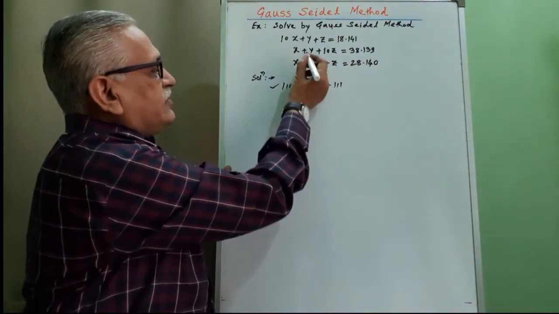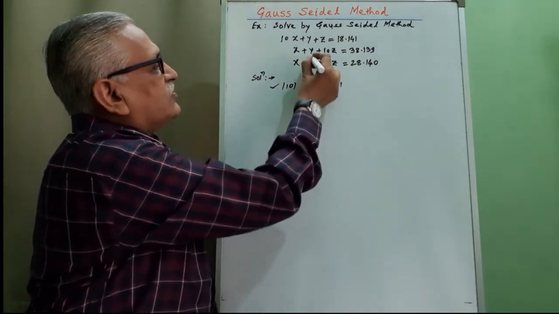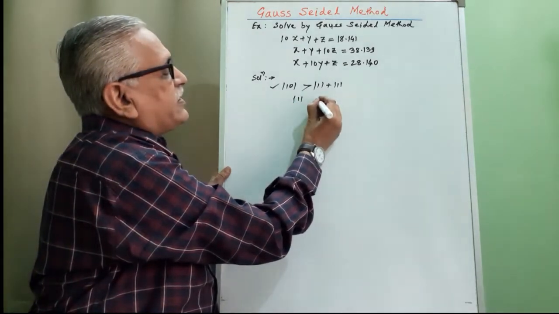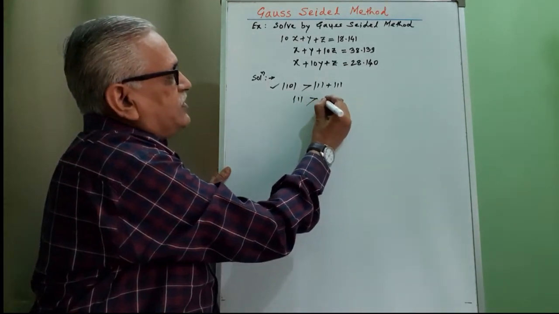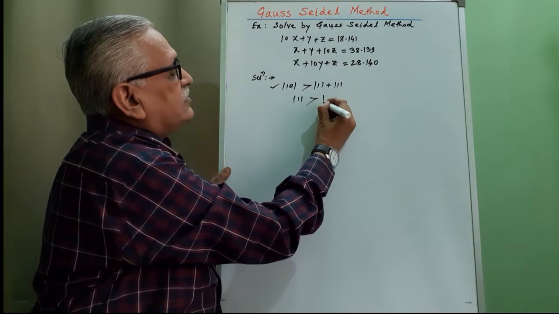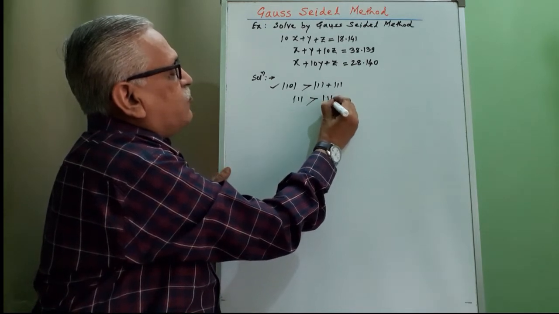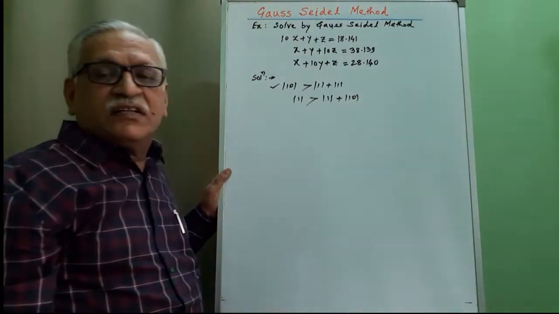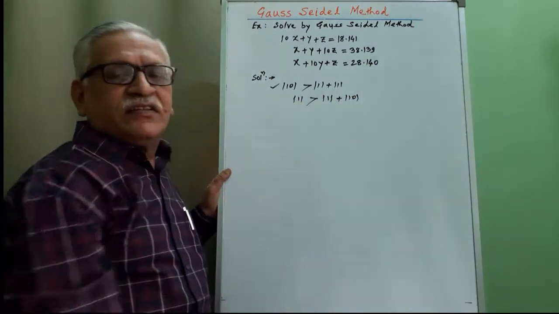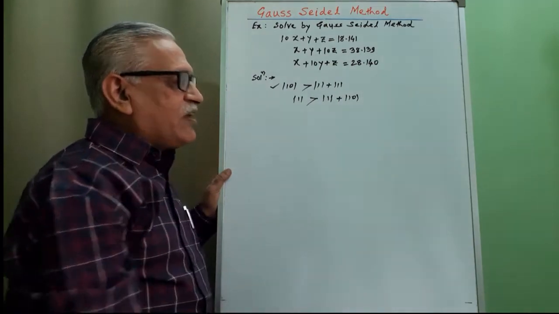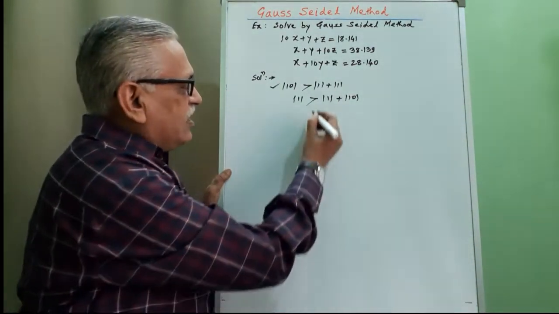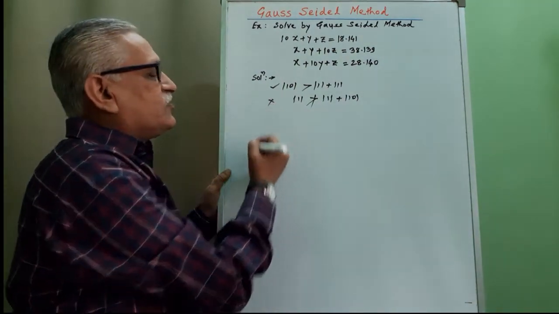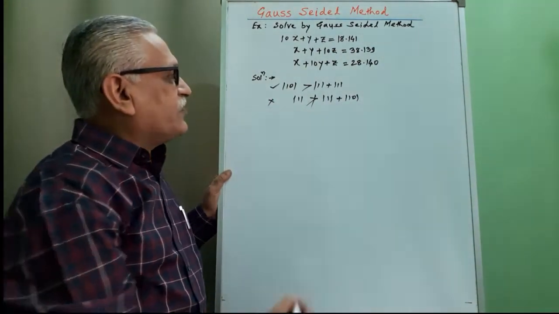We check for the second diagonal element. The mod of 1 must be greater than the sum of the remaining, the absolute value of 1 and the absolute value of 10. Here the absolute value of 1 is 1, and the sum of these two absolute values is 1 plus 10, 11, which is not greater than 1. Therefore, the condition is not satisfied for the second equation.